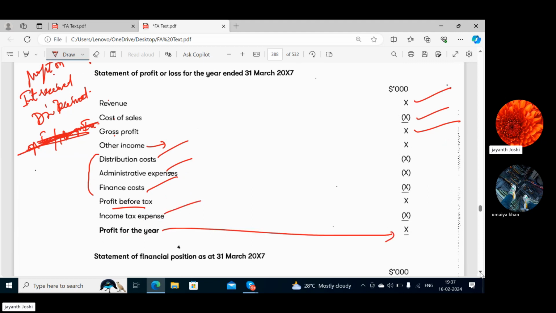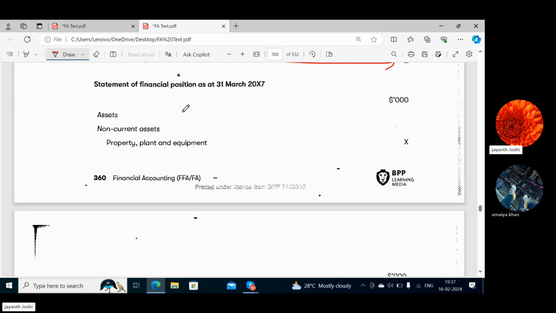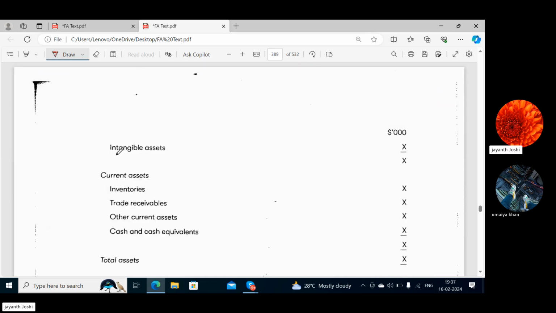Fine. Then goes the statement of financial position. You already know, you have all non-current assets, property, plant and equipment. Then you have intangible assets like patents, trademarks, copyrights.